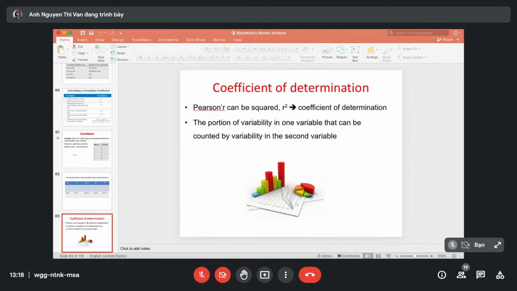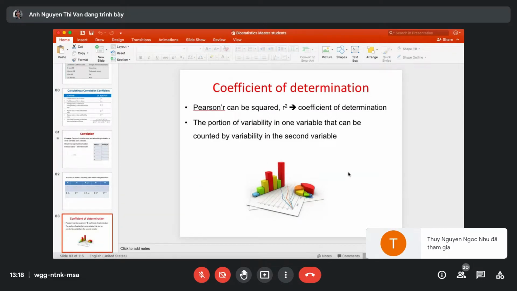Bùi Bích Ngọc. Okay, what does the coefficient of determination tell us? What information does the coefficient of determination give?